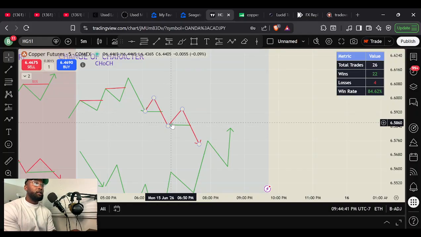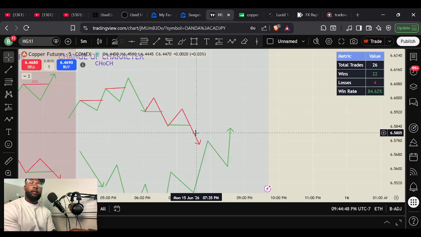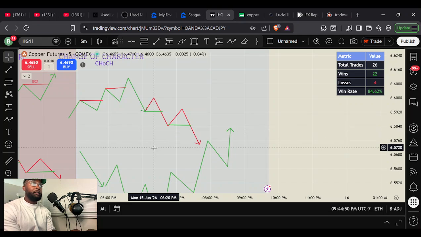We have a lower low, higher low, lower low, breaker structure, downtrend. So uptrend to downtrend.